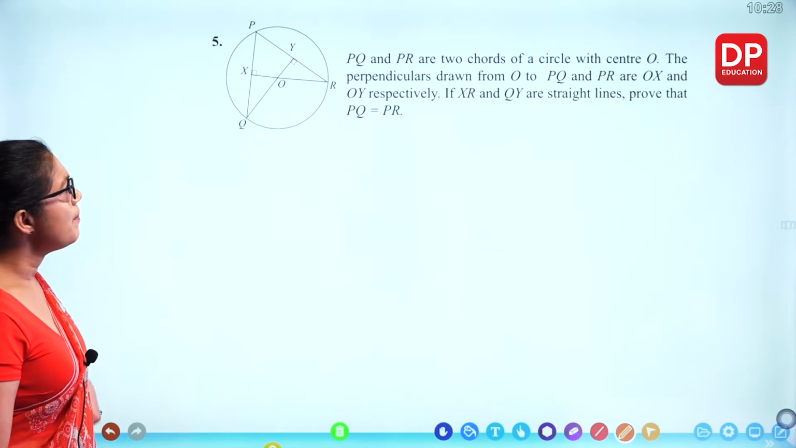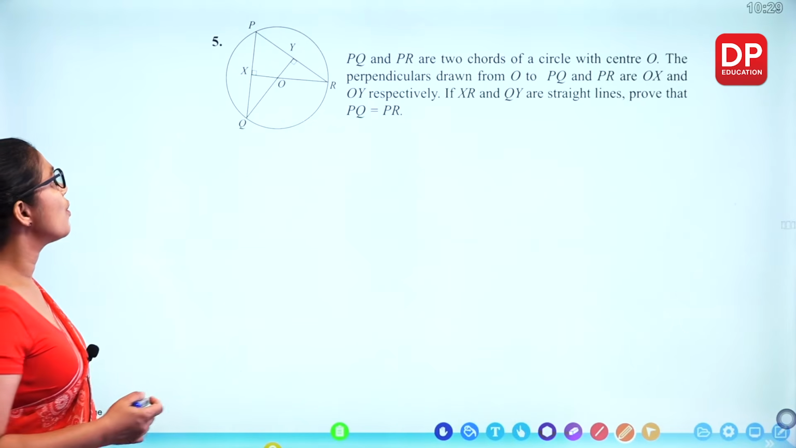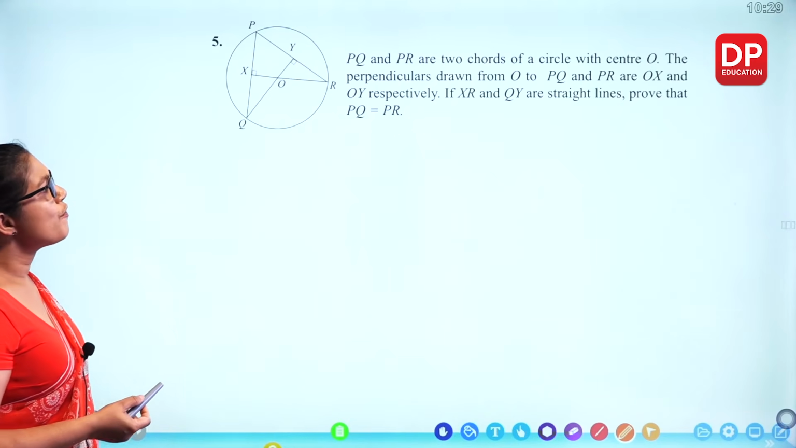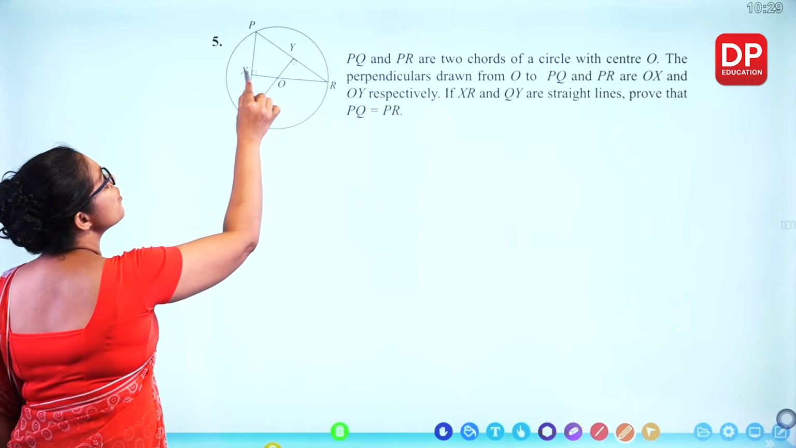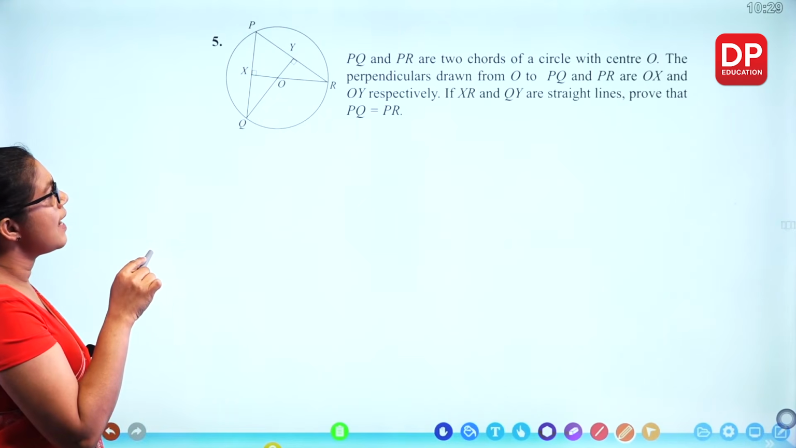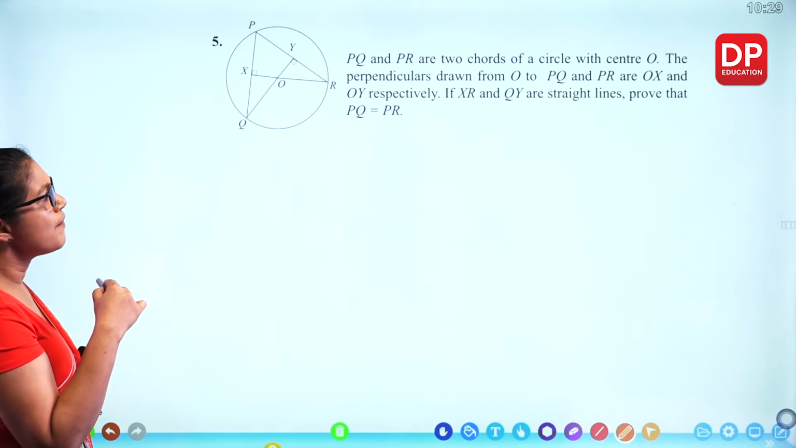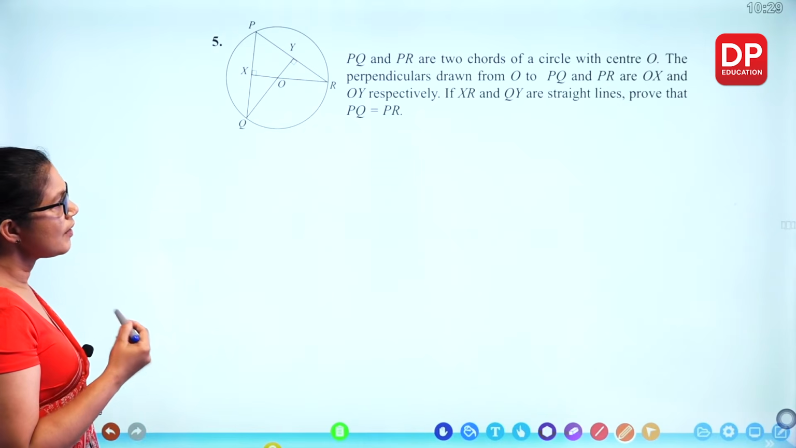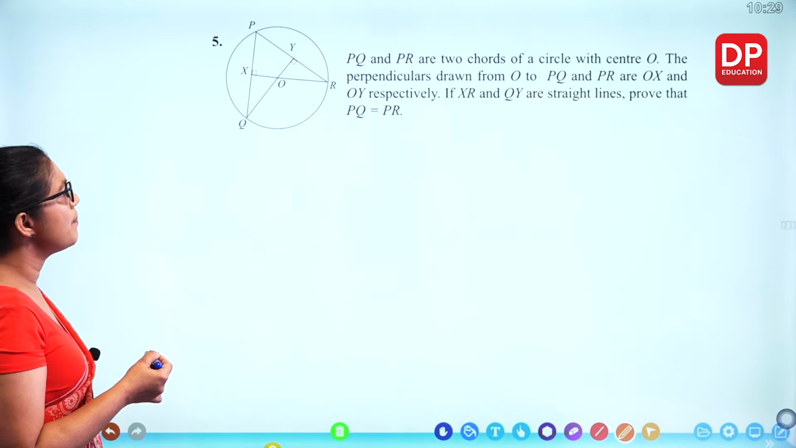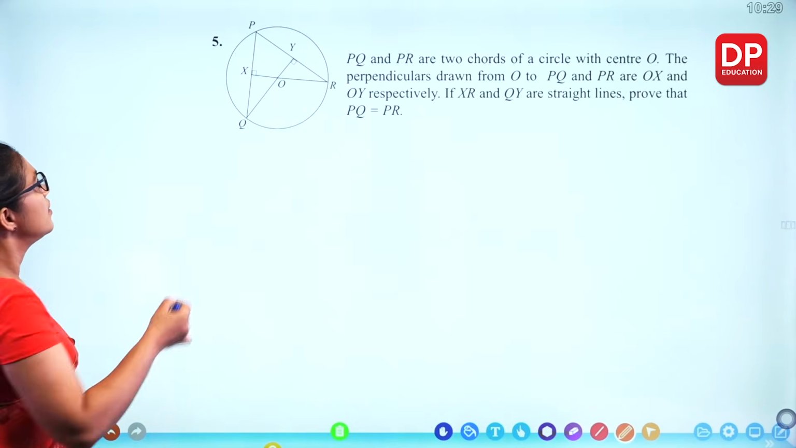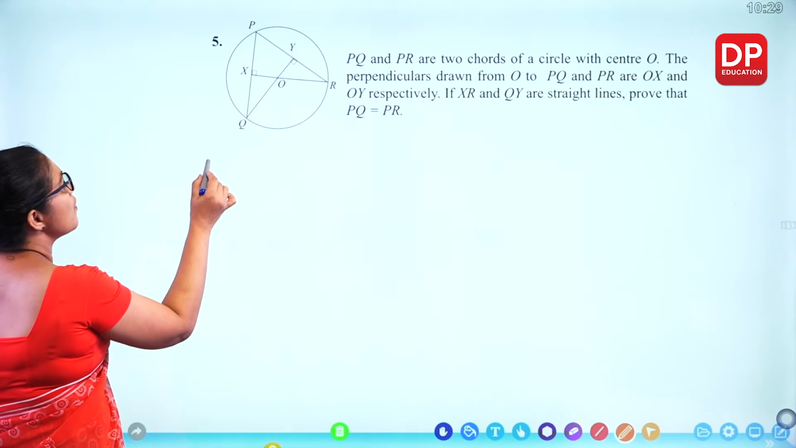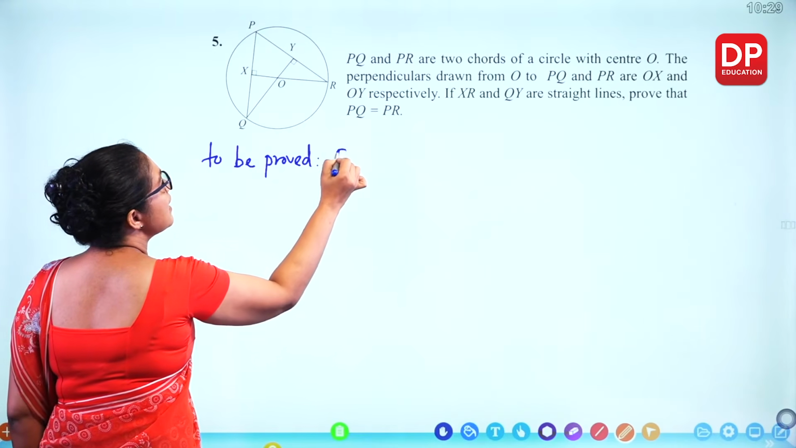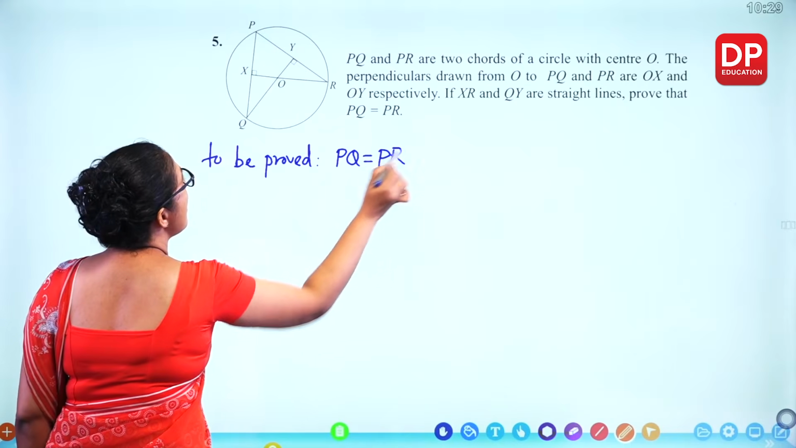So you are given a diagram and it says PQ and PR are two chords with center O. The perpendiculars drawn from O to PQ, it's given OX, and on the other side it's OY. If XR and QY are straight lines, prove that PQ equals PR. So you need to show these two lengths are equal. So to be proved, PQ is equal to PR.